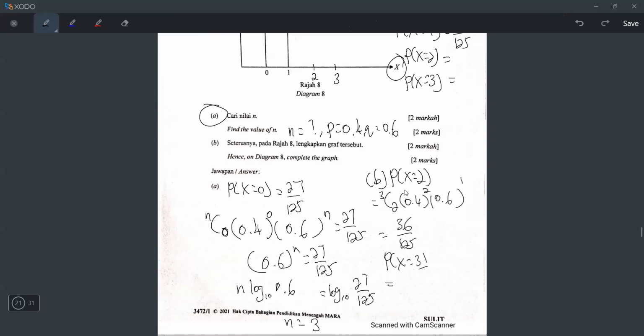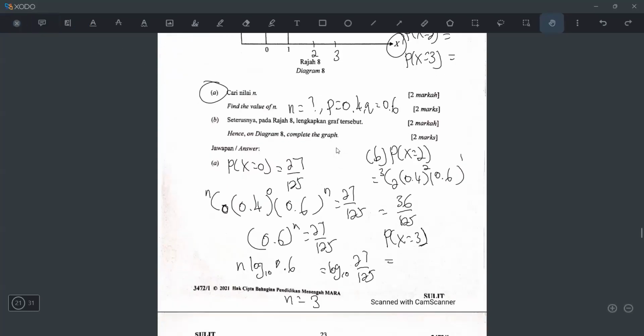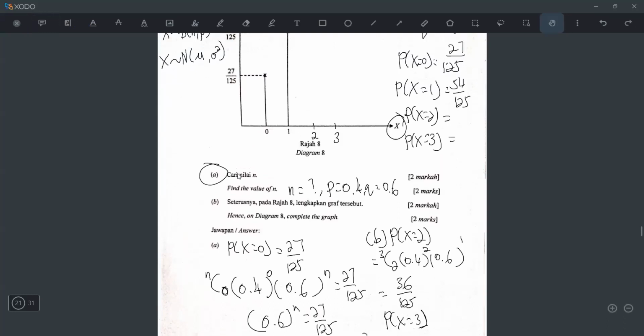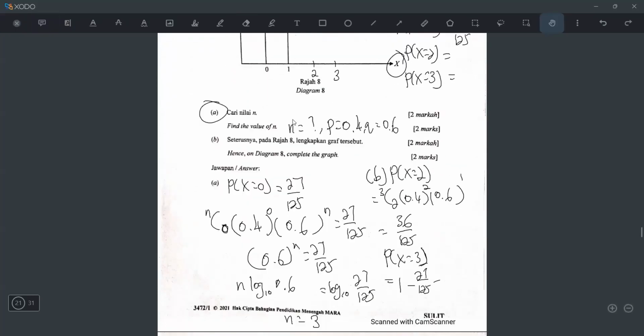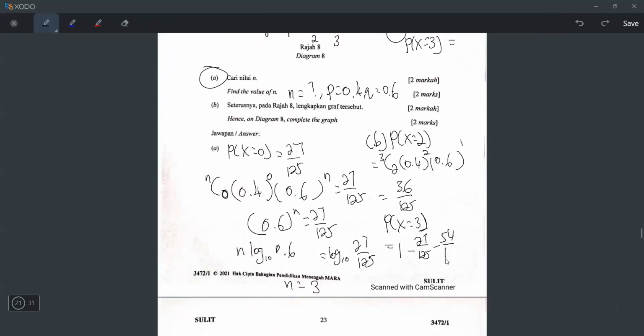Okay, you can use the formula also, but let's try to be smart here. If I already know P(X equals 0), 1, and 2, and if I want to find P(X equals 3), there's another faster way to do it. Just take 1 minus 27 over 125, and then minus P(X equals 1), which is 54 over 125, and then minus again P(X equals 2), 36 over 125. It's faster like this, right? But actually you can use the formula also, it's up to you. You get the same answer.